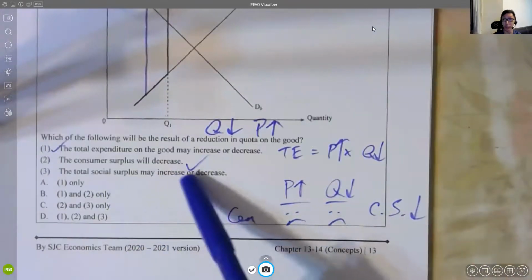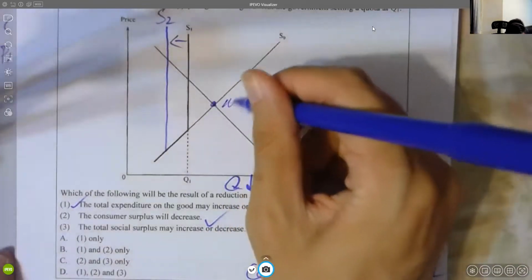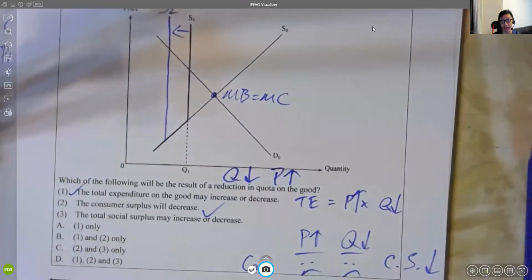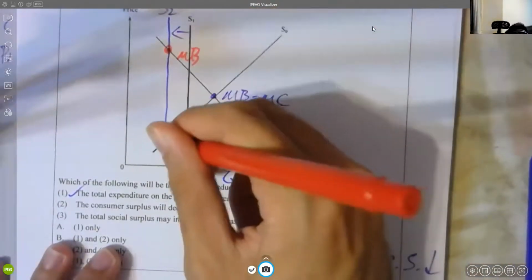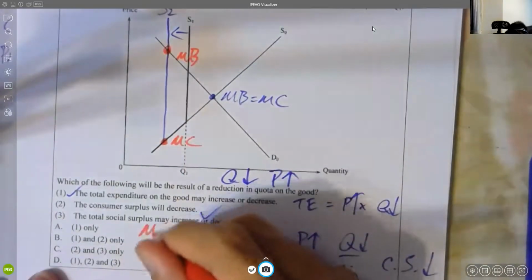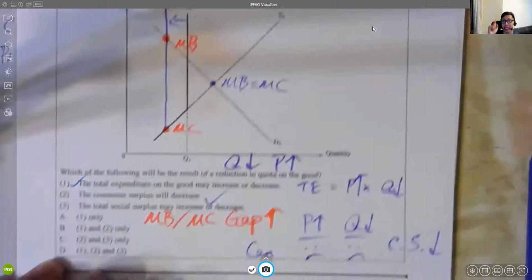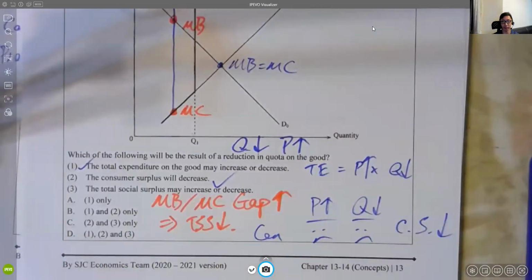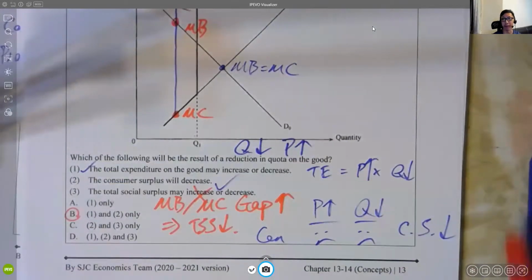What about total social surplus? Remember now, because we are further away from MB equals MC. Or we can say, this is what you can write in the exam, right? You will see our MB, MC gap. Our gap between MB and MC has gone up. Therefore, we know that TSS must go down. Okay? So it must go down. 1 and 2 only. 3 is not correct. All right. So next page.